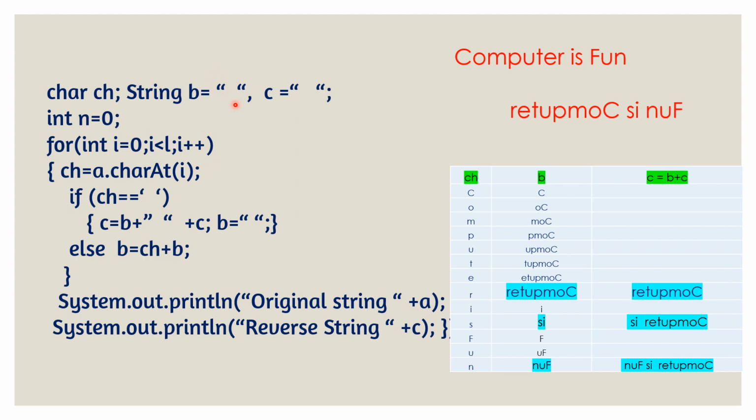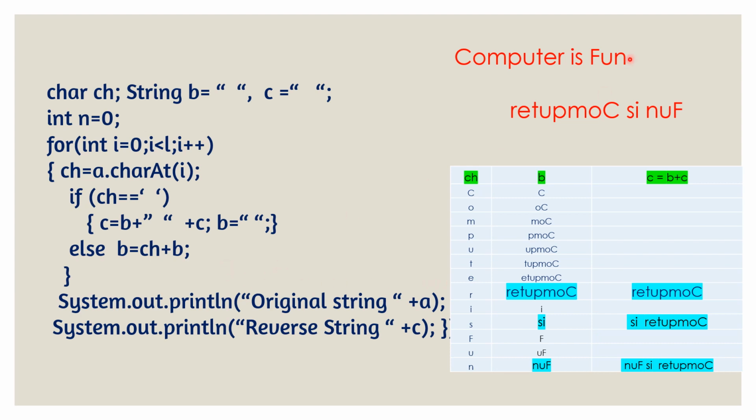String b we have declared and string c also. So here if ch is not equal to space, b is equal to ch plus b. Ch is c, o, m. So first of all c will come here. Then ch plus b, o plus c, oc. Next time ch is m plus oc, moc, p plus moc, pmoc. Like this characters will be added in the reverse order in the variable b.